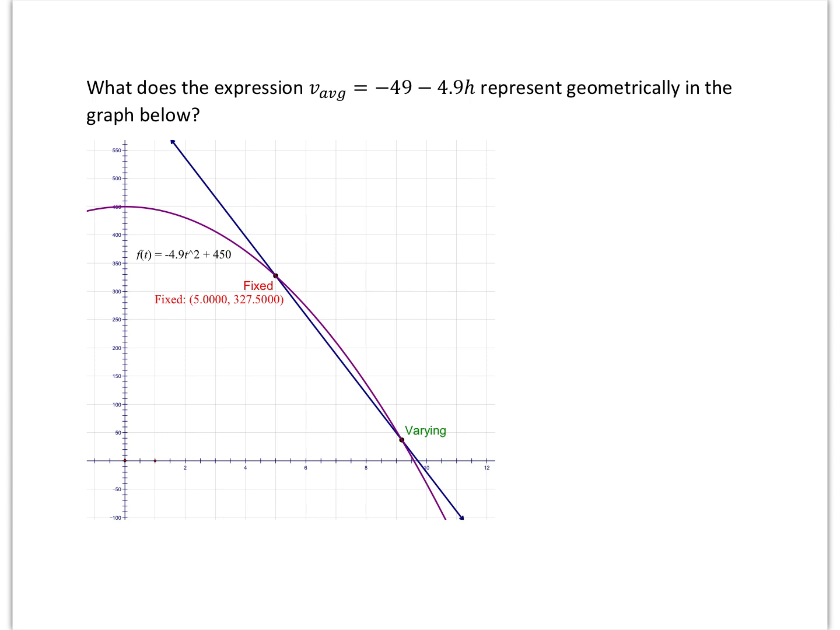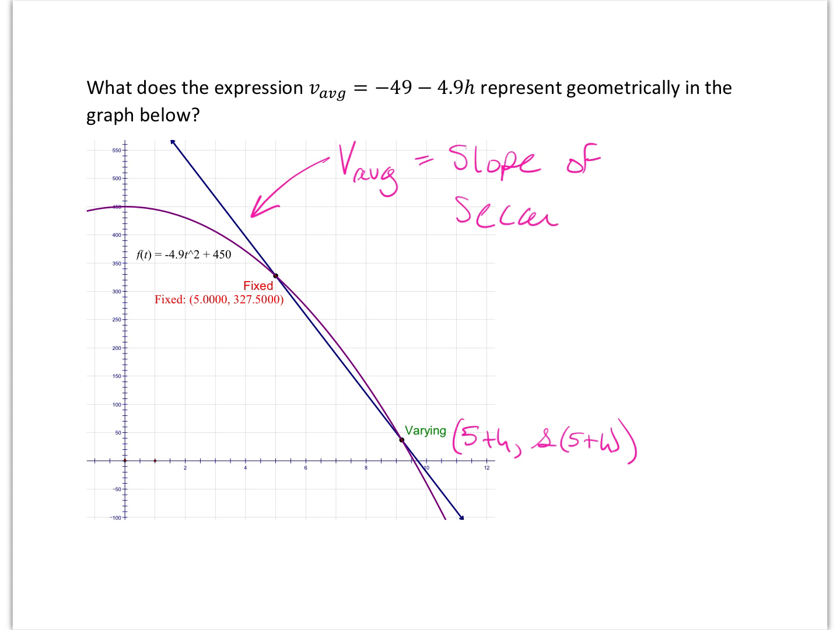So I have the fixed point at 5 comma 327.5, and then the varying point, remember this was at 5 plus h comma s of 5 plus h. Okay. And this expression is just a simplified version of calculating the slope between these 2 points. Okay, so it is the slope of this secant line. So my average velocity is the slope of this secant line.